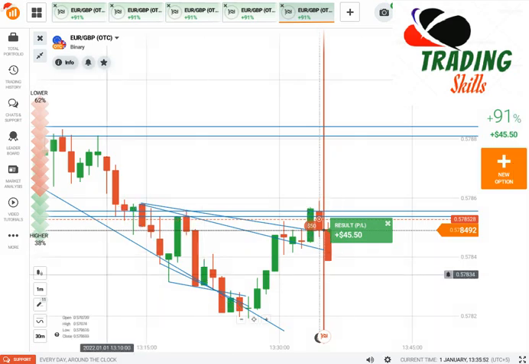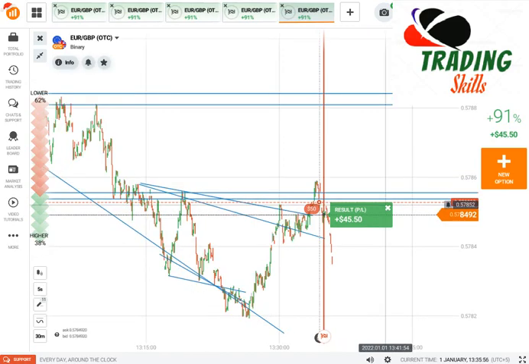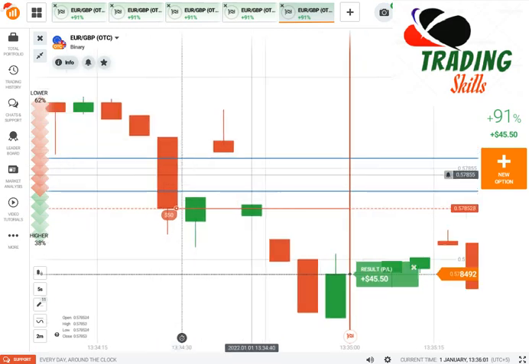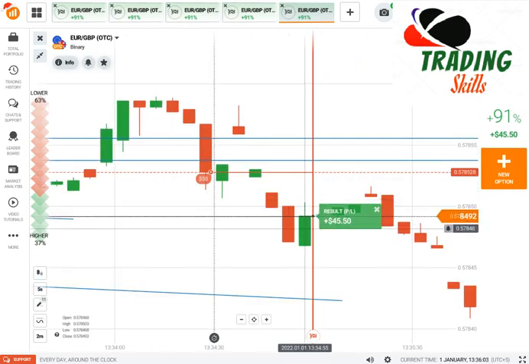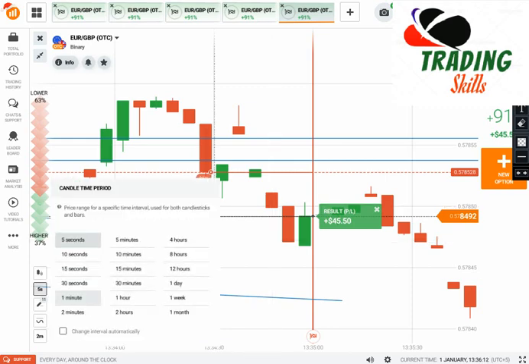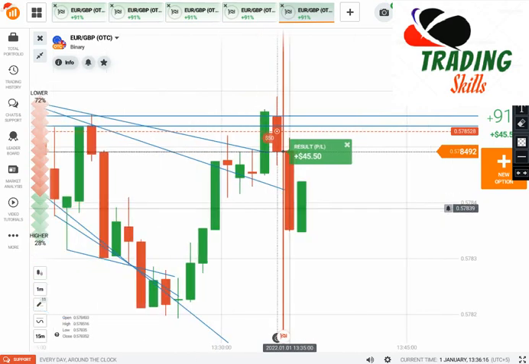So let me show you here. Now you can see, okay, this is the 5-second confirmation where I took my trade, and now you can see the market went down and it gave me another winning trade. So this is the way you can take your trades. You need to analyze the market properly, and you need to identify the levels properly.